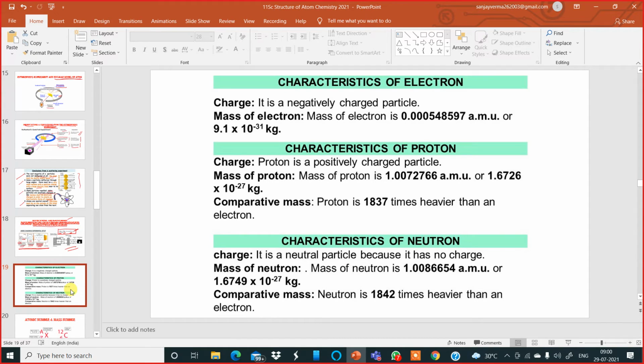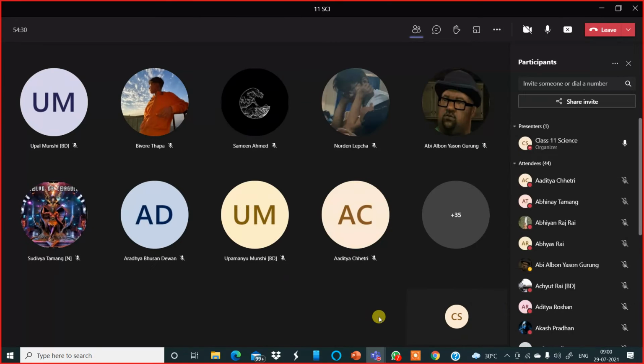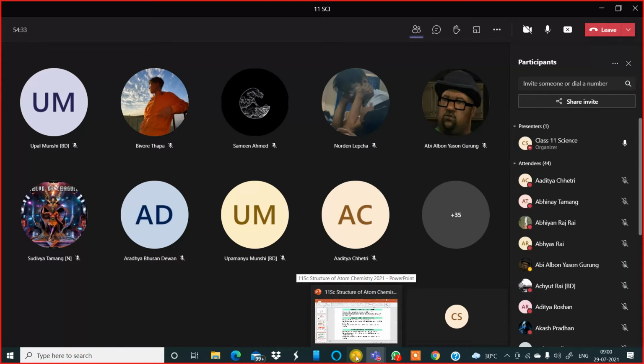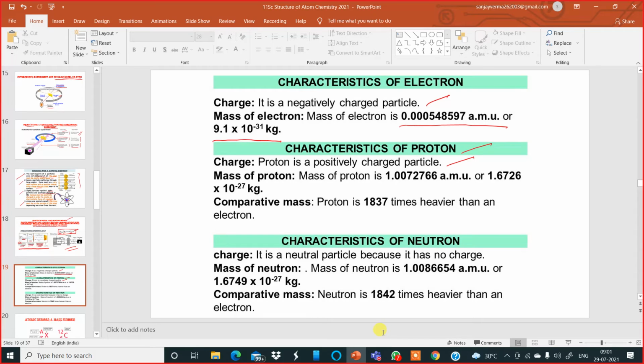The electron is negatively charged, and the mass of an electron is so much atomic mass unit, or 9.1 times 10 power minus 31 kg. If you look at the characteristics of protons, the charge of a proton is positive. Now, the mass of the proton is 1.0072766 AMU, or 1.6726 times 10 power minus 27 kg. I want you to remember this value.